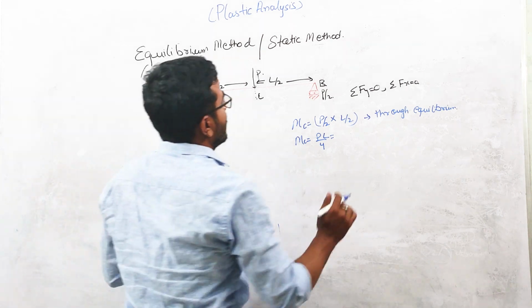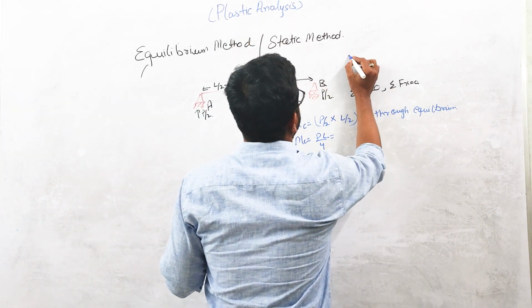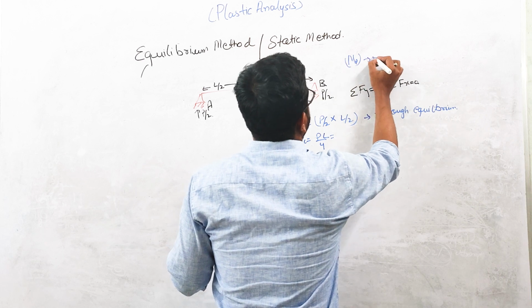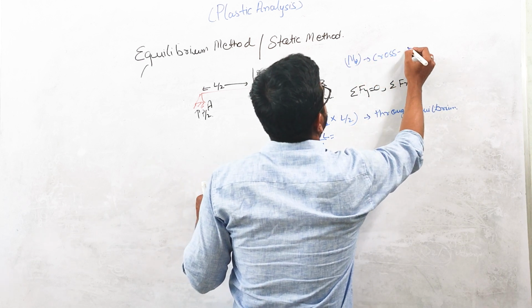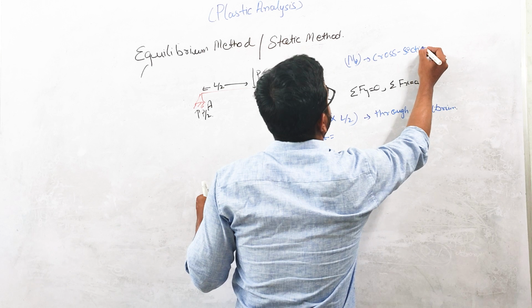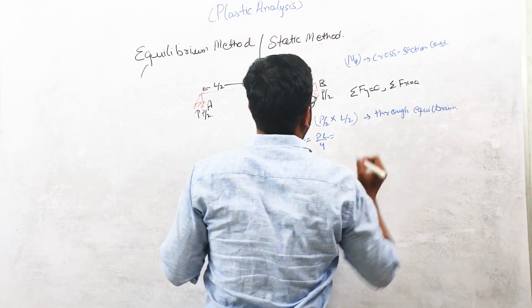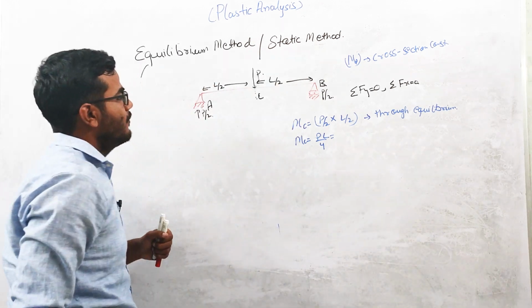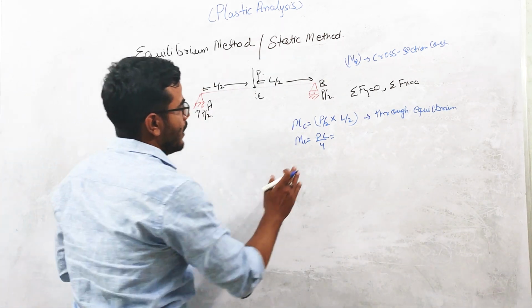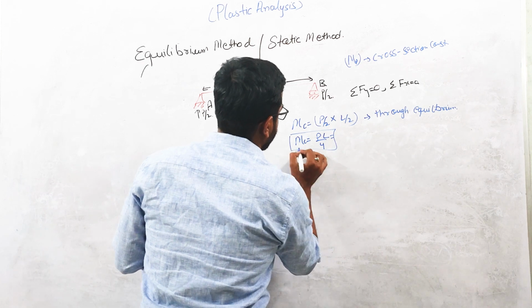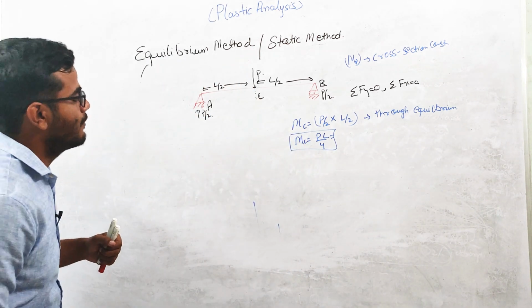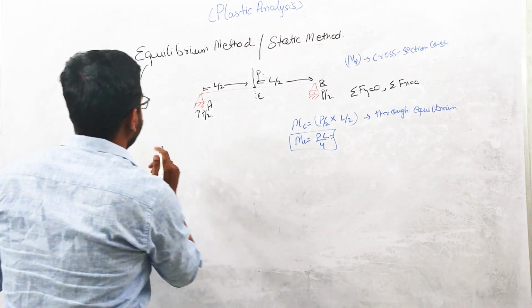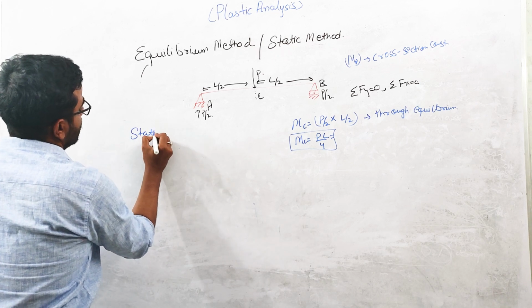If the plastic moment capacity of this beam is Mp and the cross section is constant, I can write MC equals Mp. For this beam to collapse, which we write through the equilibrium condition, we need only one plastic hinge because this is a statically determinate structure.